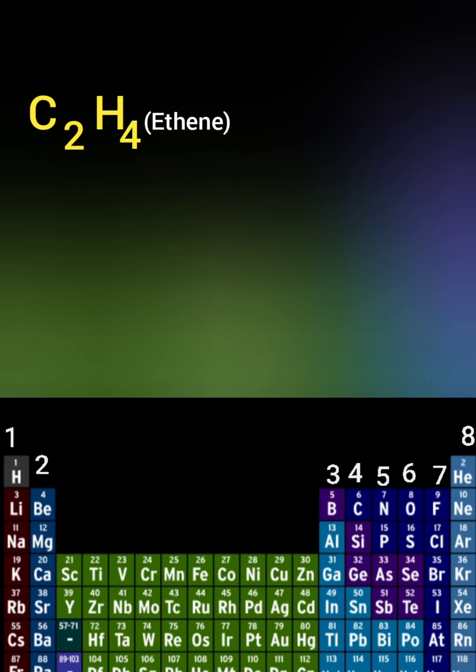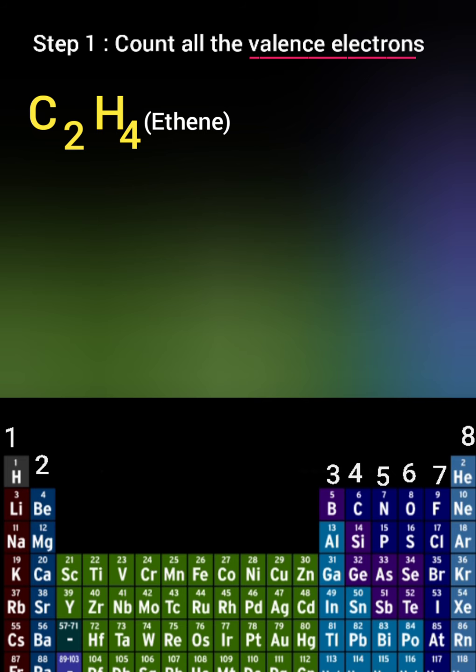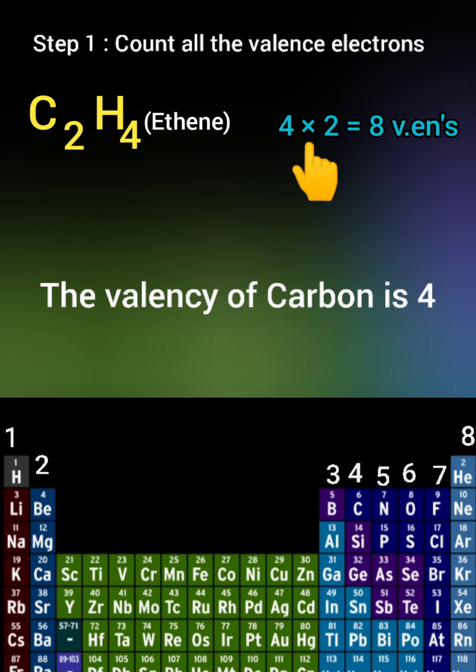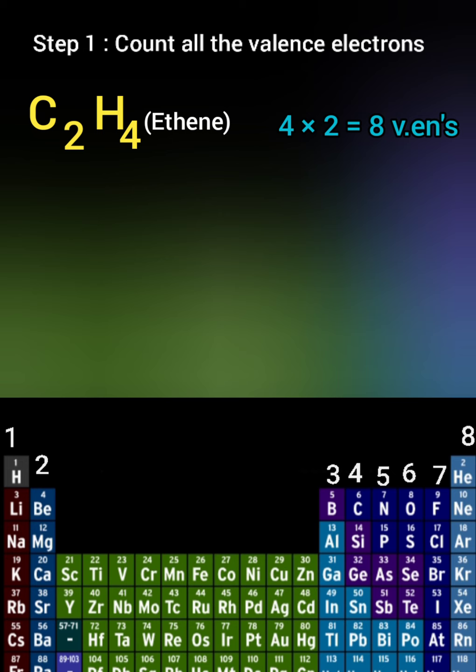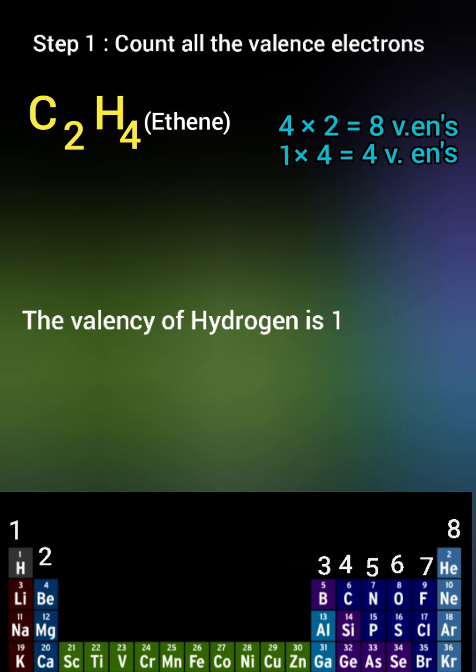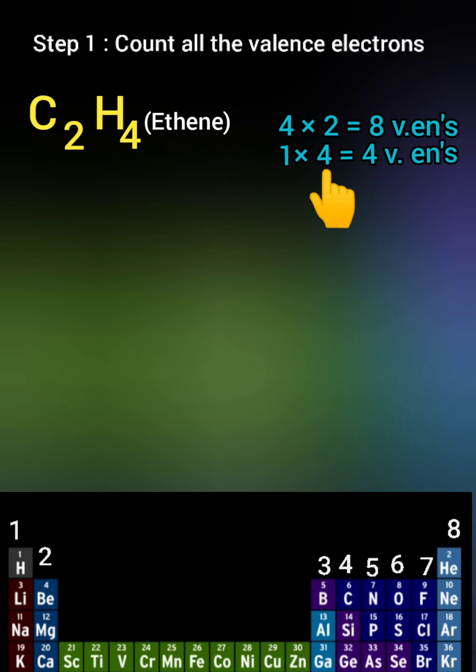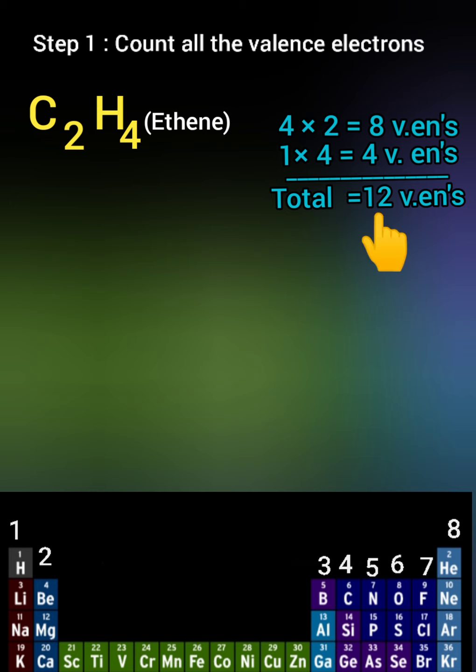The next molecule is ethene, C2H4. Step 1. Count all the valence electrons. Look at the periodic table. Here carbon is in the fourth column. The valency of carbon is 4 times the number of carbon atoms in this molecule, 2, equals 8. And see hydrogen, it is in the first column. The valency of hydrogen is 1 times the number of hydrogen atoms in this molecule, 4, equals 4. So the total valence electrons of this ethene molecule is 8 plus 4 equals 12 valence electrons.